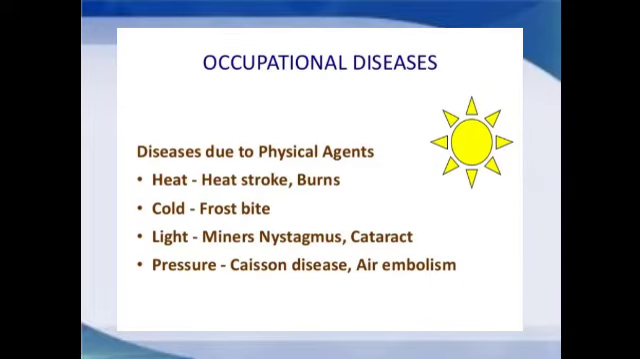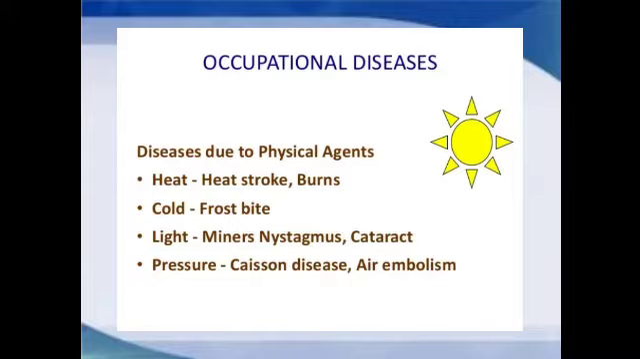So next, the occupational diseases. Diseases due to physical agents. It is the heat stroke, burns. Burns like from a laptop. Then, the cold, which is the frostbite. With frostbite, the hands become red, and often become bluish white. Then, the minor nystagmus, which is another disease.